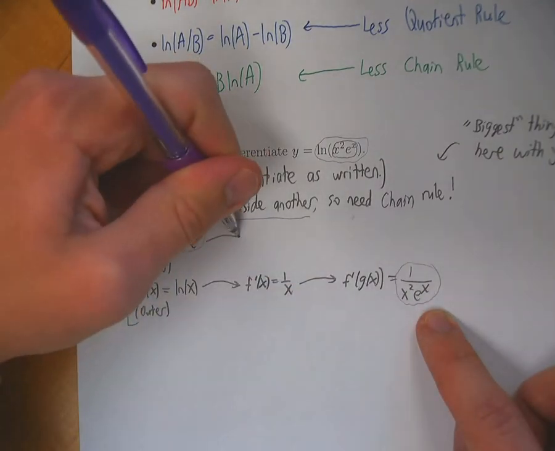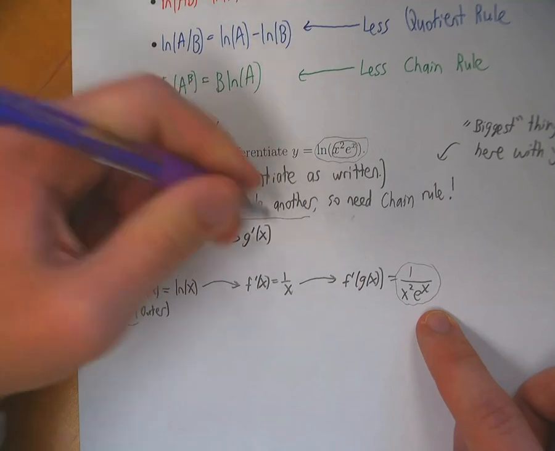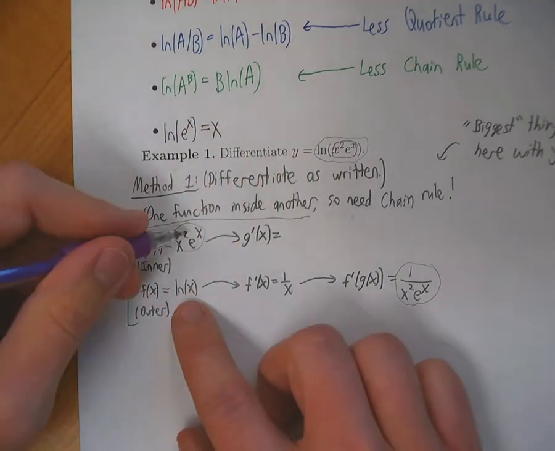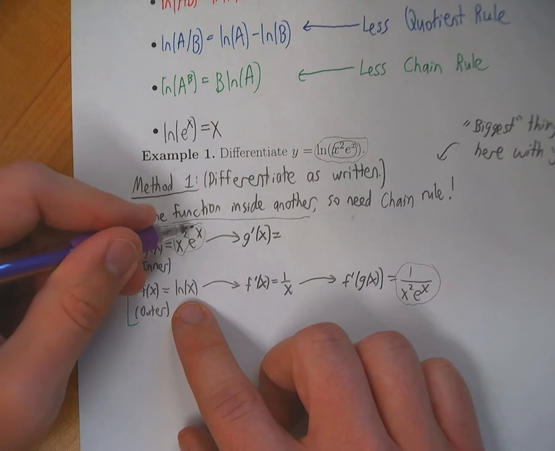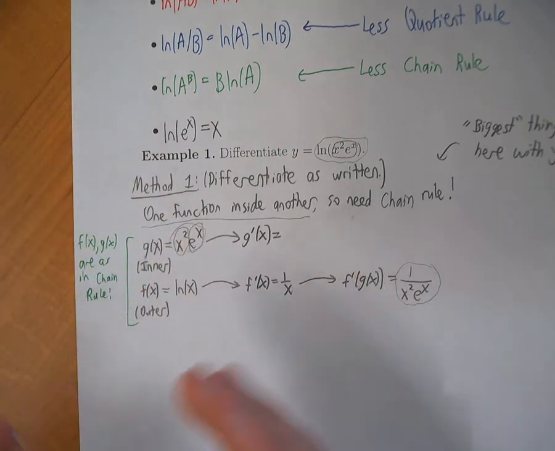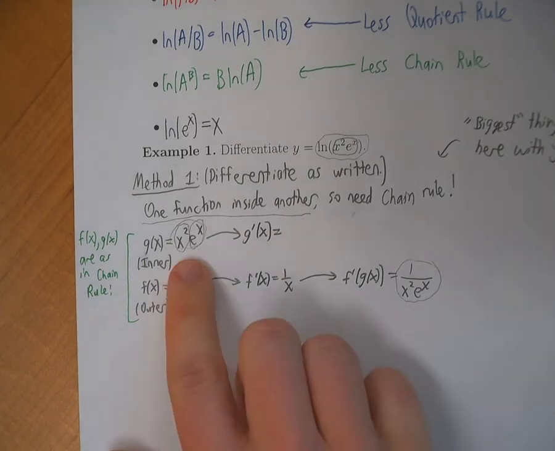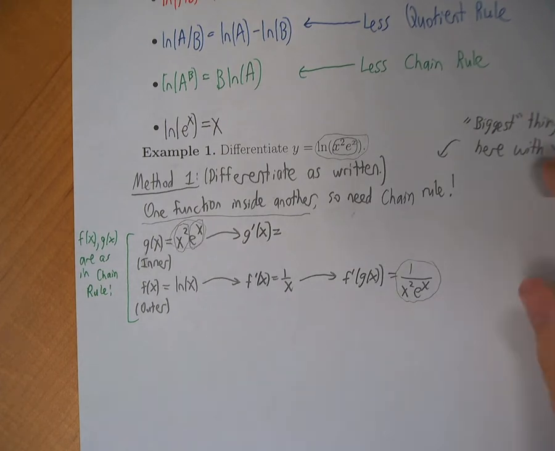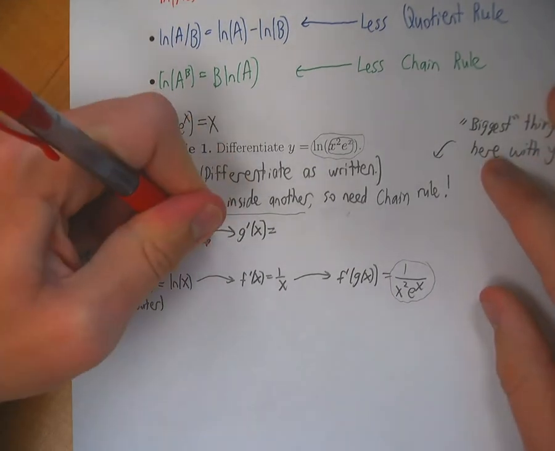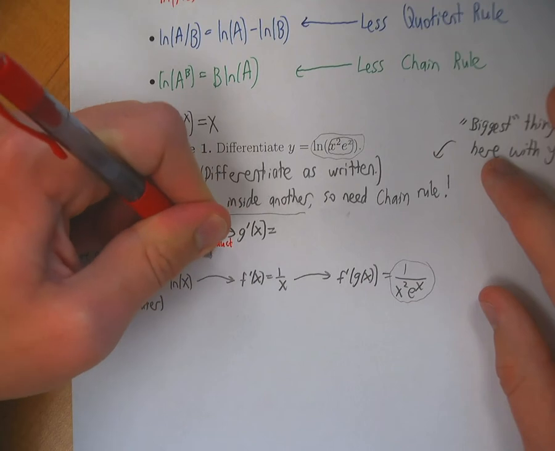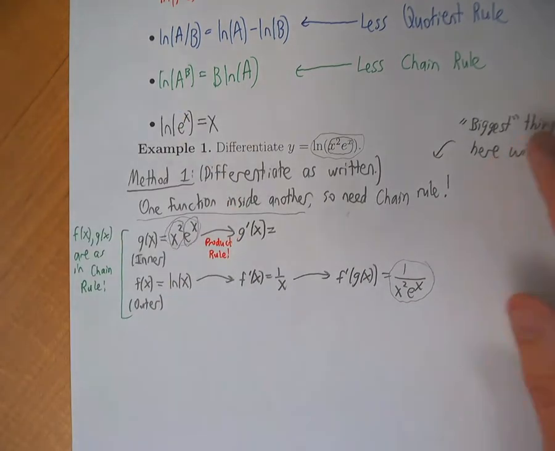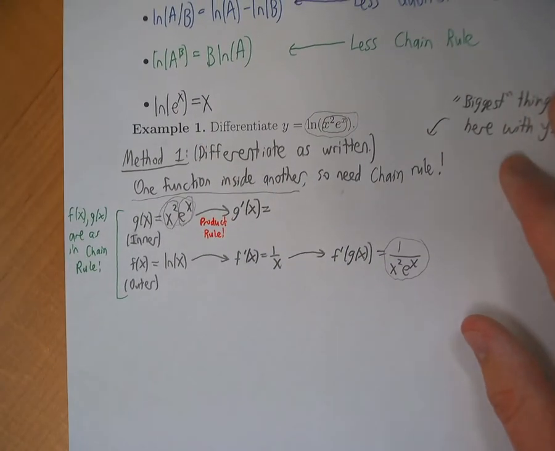But what about g prime of x? What you'll notice is that we have x squared times e to the x, so we have two functions of x being multiplied together here. What rule do you think we'll need here? Product rule. So we're going to need to use product rule to find g prime. So if you use product rule to find g prime, what do you end up with?